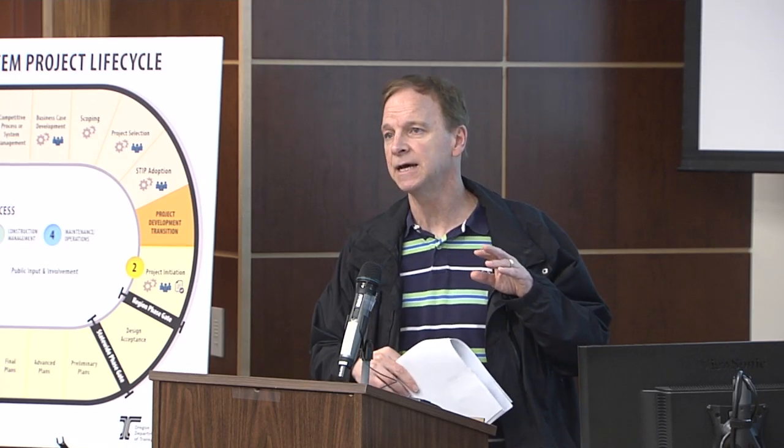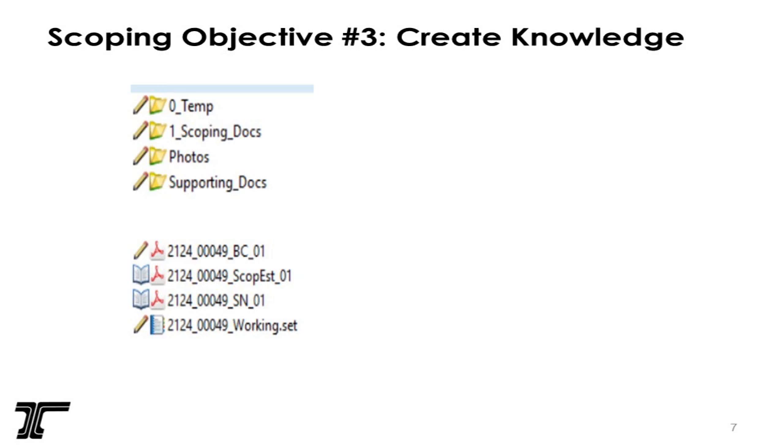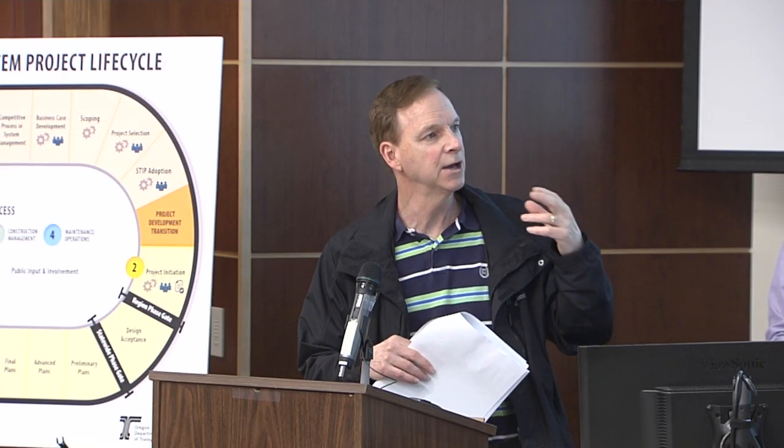What you're looking at, if you've seen this, in the scoping there are these four folders: a temp folder, scoping docs, photos, and supporting docs. Everything initially starts out in the supporting docs, the business case and the different forms, and then the scoping coordinator will take certain things and move them once the project team has completed everything. Notice these documents down here. These are the documents that end up in the scoping docs. They're in PDF format. They're locked down. They're final.